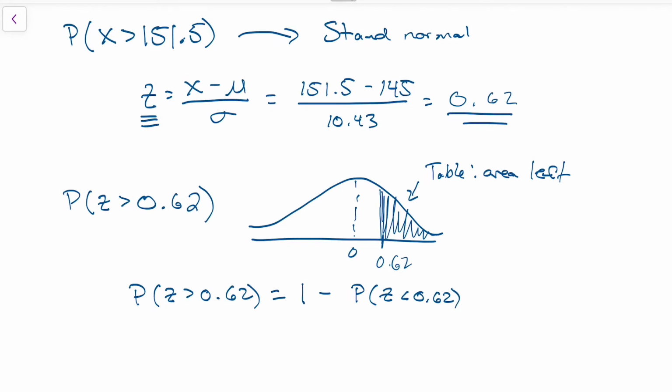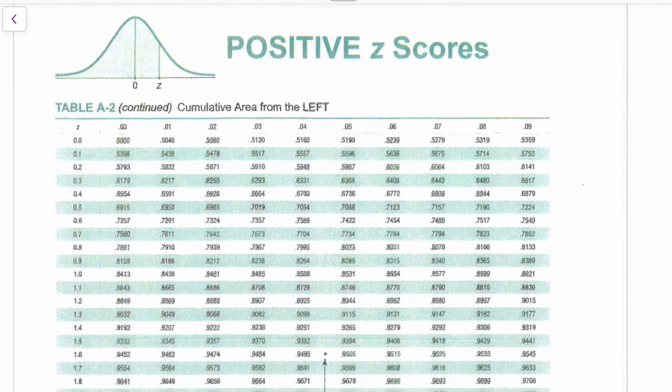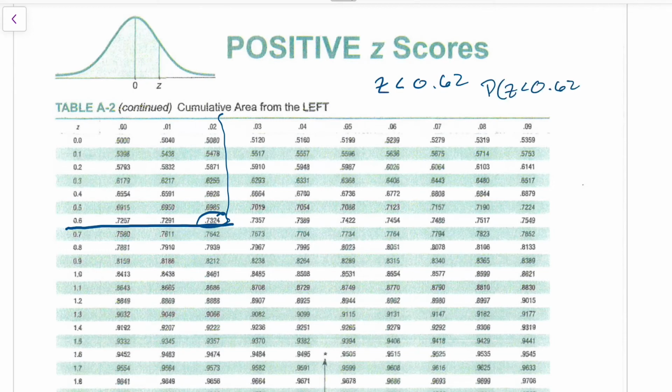So let's look at our table. Okay, here we have our positive z-score part of the table, and I want the probability that z is less than 0.62. It has an area to the left of 0.62, so I have 0.6 and my 0.02, and that is my probability. The probability that z is less than 0.62 was 0.7324. So we can bring that over to our problem and finish our solution.